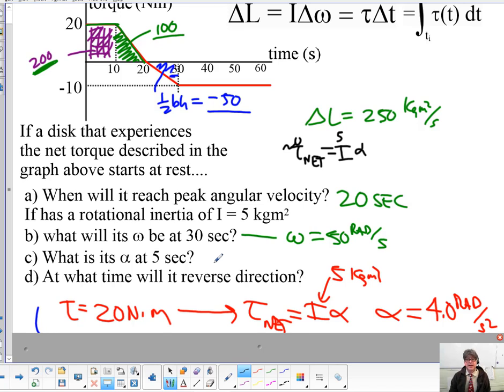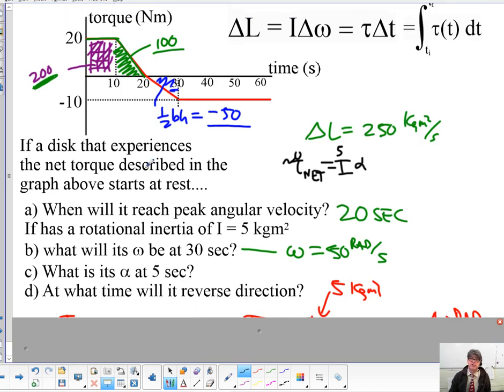And then, at what time will it reverse direction? Let's go back. This thing started at rest here, it's speeding up, and then right here it starts to slow down. We know right there at 30 seconds it's moving at 50 radians per second. We get this nice, steady, negative torque applied to it here. If we figure out the area between 30 and 40 seconds, let's put a little dotted line in there, it's 10 by 10, it's negative 100.